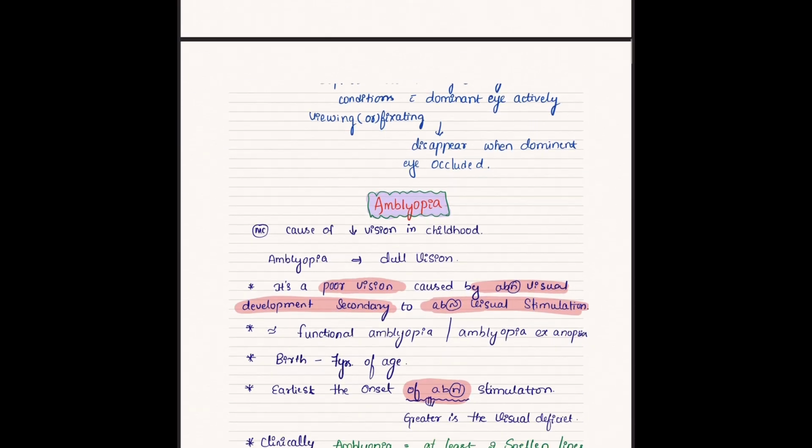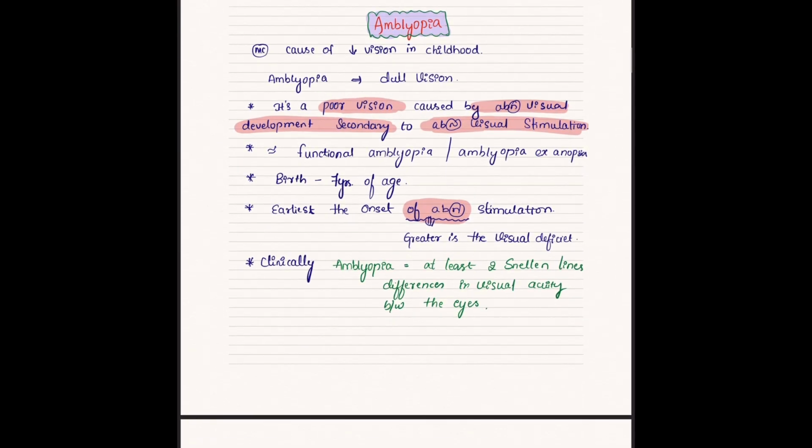Now coming to amblyopia per se, this is one of the common causes of low vision in children. Most of the time it will go unnoticed. Amblyopia, the term, means dull vision. It's a poor vision caused because of abnormal visual development secondary to abnormal visual stimulus. This is also termed functional amblyopia or amblyopia ex anopsia.